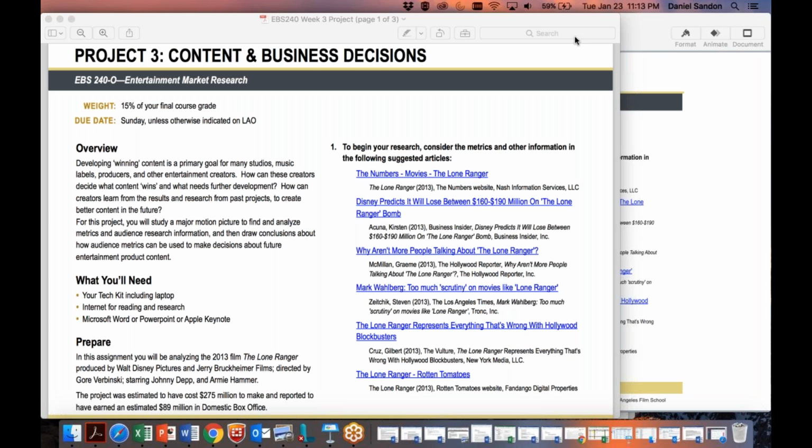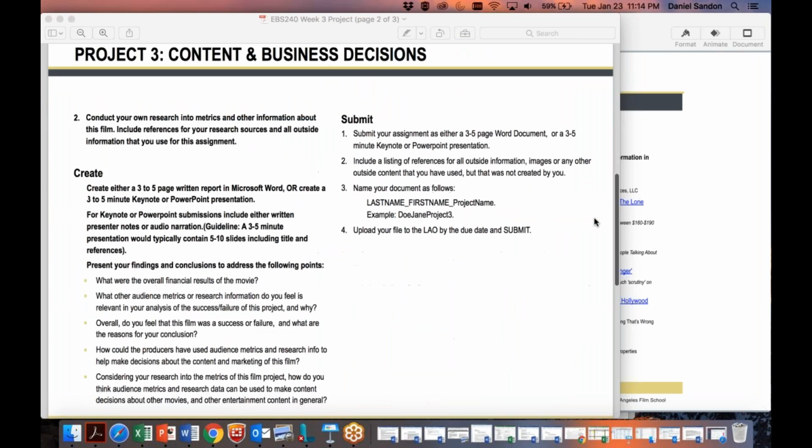So there's an article from a website called The Numbers, and the next one is an article from Business Insider. The next one is from The Hollywood Reporter, followed by the LA Times, and then The Vulture, and then finally from Rotten Tomatoes. Okay, so 6 articles here about this movie that'll give you a good foundation to start you off, but it's not enough. You need to do some additional research here.